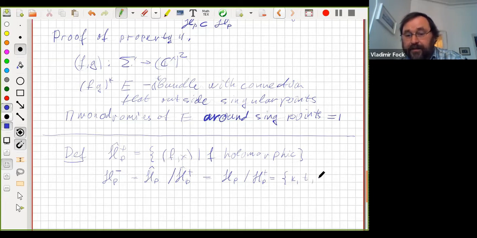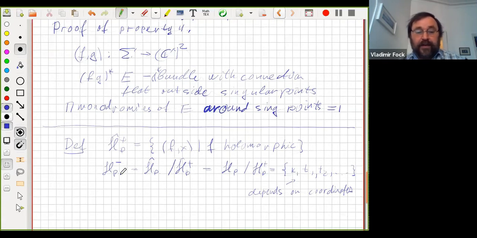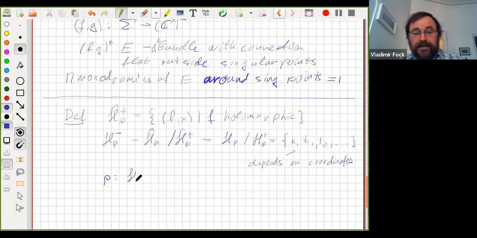So positive coefficients, the quotient. But remark that this parameterization depends on the coordinate system. If you change coordinates, the letters T change. Now we have a map rho from HP plus to C star, which sends (F, X) to X. So this is a standard homomorphism, a one-dimensional representation of HP plus.